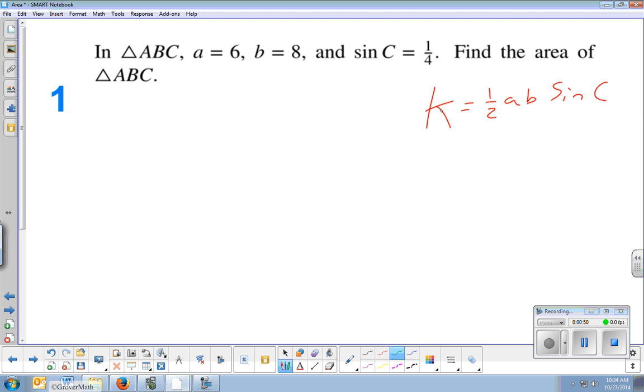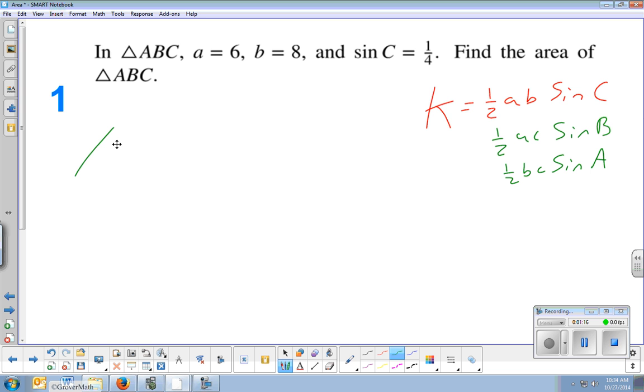And now, don't get too caught up on the AB sine C. It could also be 1/2 AC sine B, or it could be 1/2 BC sine A, or maybe you don't even have letters A, B, and C on your triangle. Basically, you have two sides and the other angle. The angle included, that we call it, or between them.